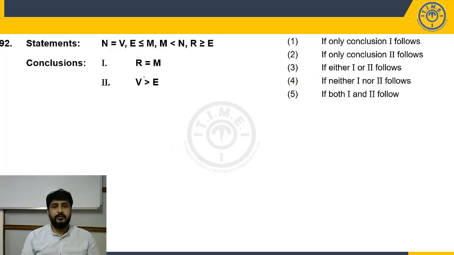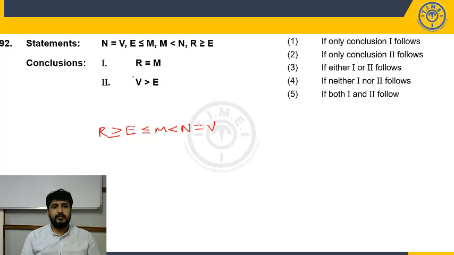Next. Again we are given 4 statements. Let's combine it. N is equal to V. M less than N. Combine it. E less than or equal to M. So E less than or equal to M. R greater than or equal to E. So R greater than or equal to E.